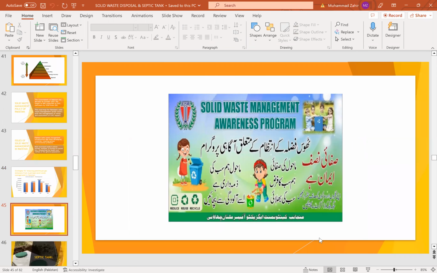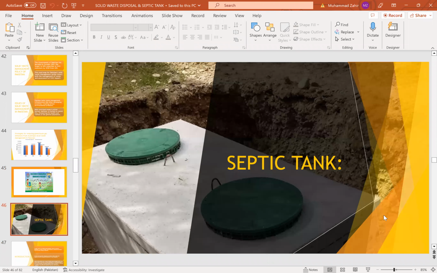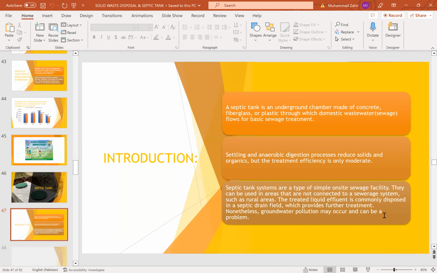So a solid waste management awareness program has also been started in Pakistan in Urdu for the awareness of the common people. And you can see the read, reduce, reuse, and recycle logo in it. Now moving towards the septic tank.